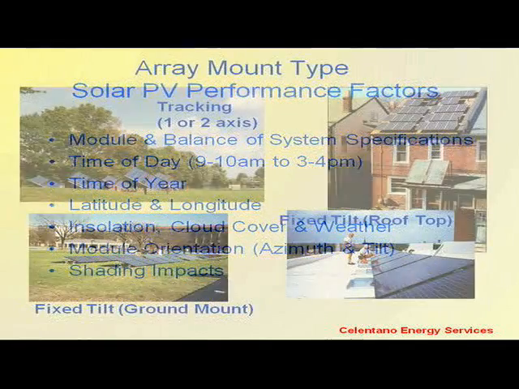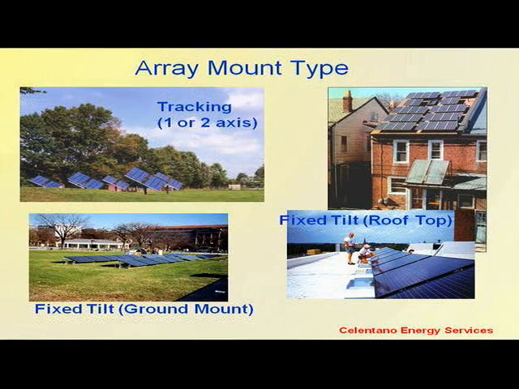Okay, so here are some different types of mounts. These ones are on the ground. These look like they're tracking the sun. These look like they're stationary. Here are some on a sloped roof. Here are some on a flat roof. On a flat roof, you might want to have your panels tilted so that they're going to catch the sun more directly.